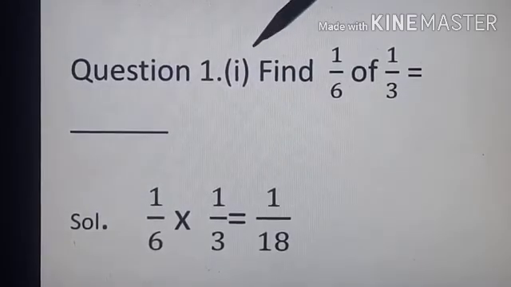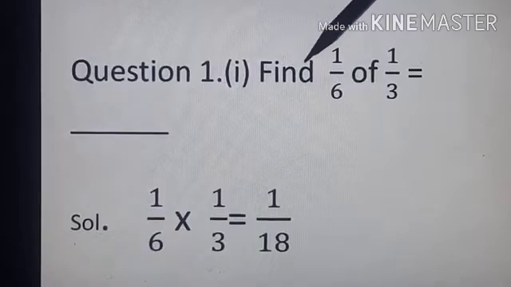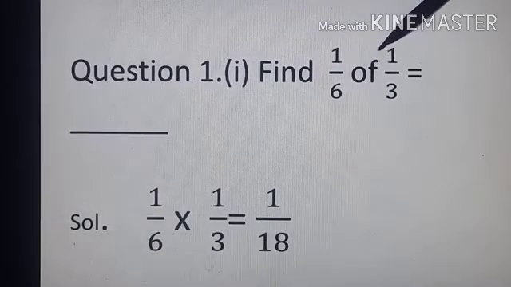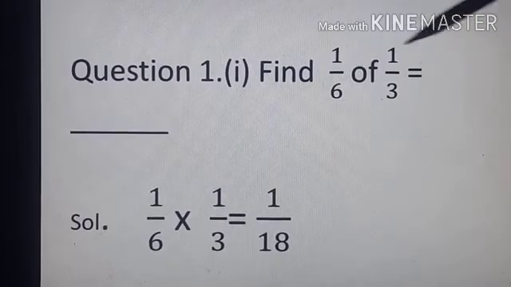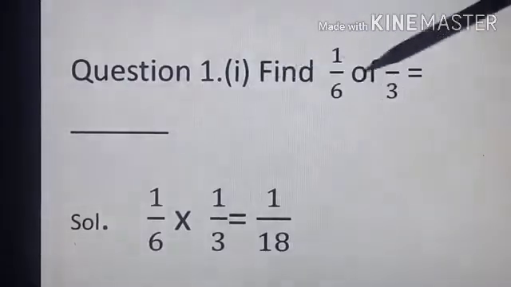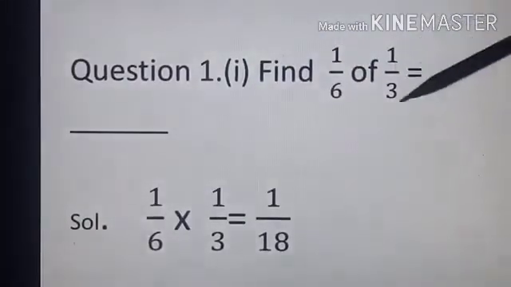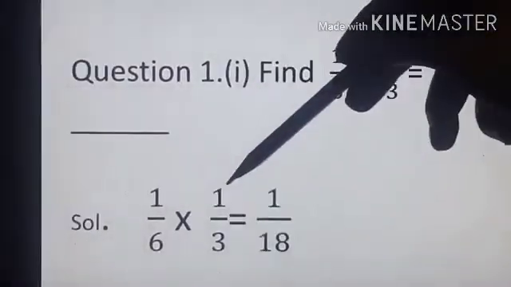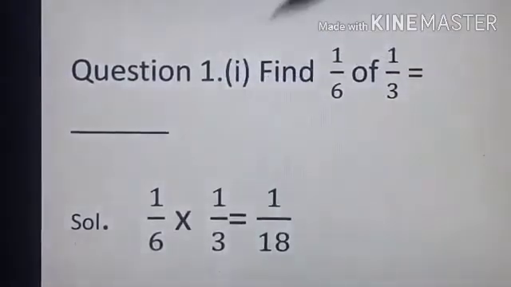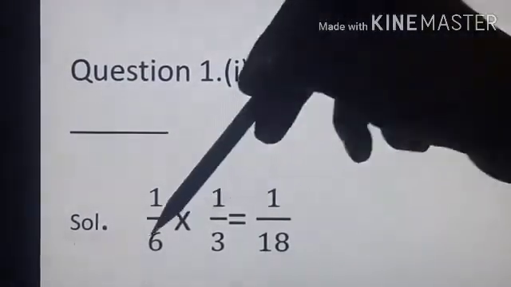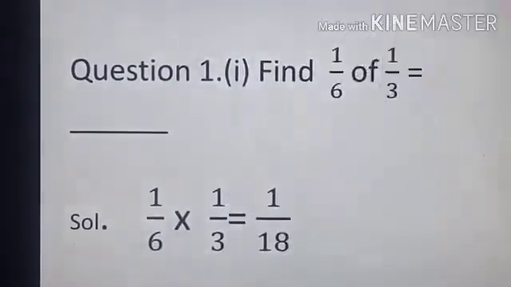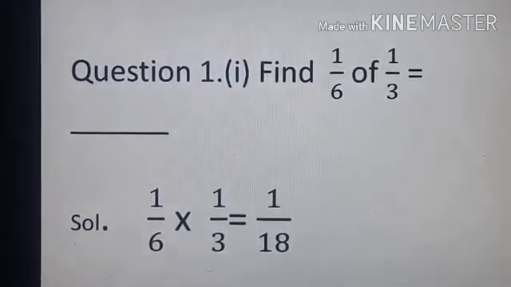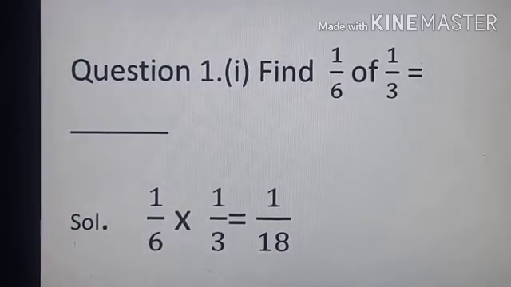Now first question, I part. Find 1 upon 6 of 1 upon 3. Now both are unit fractions. So 1 upon 6 of means multiply 1 upon 3. 1 into 1, no cutting is there. 1 into 1, 1. 6 threes are 18. So our answer is 1 upon 18. Right?